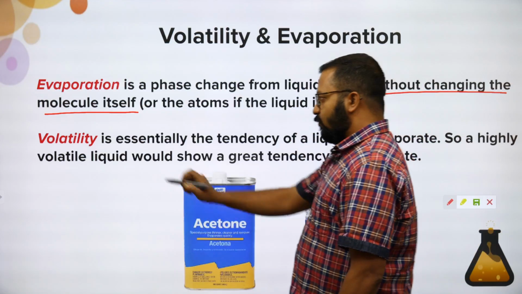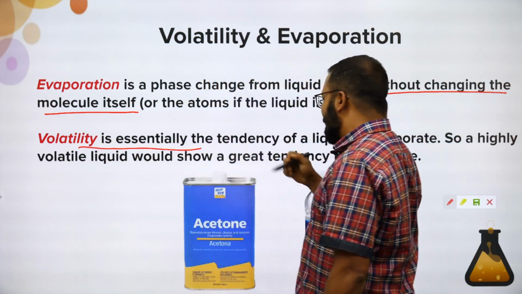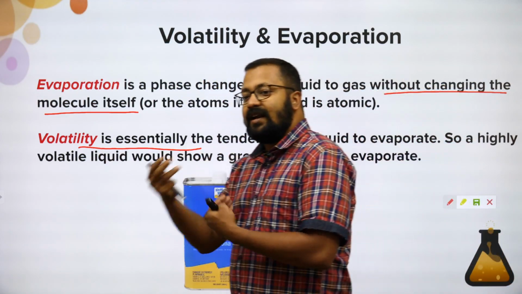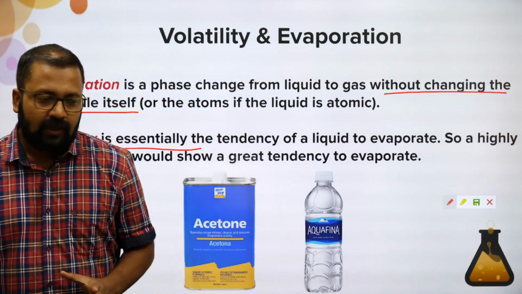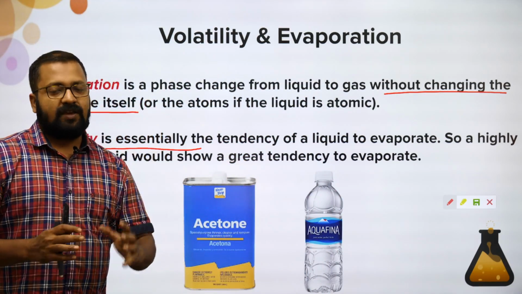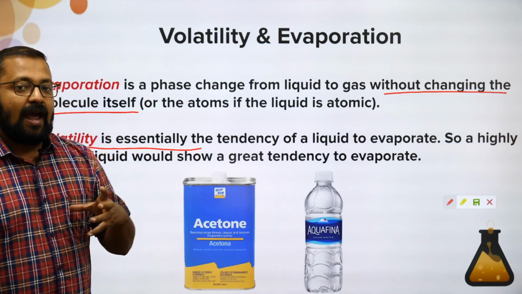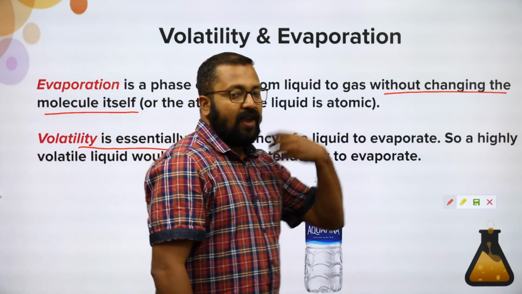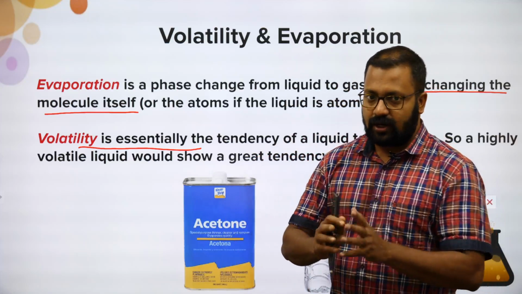What is volatility? Volatility is essentially the tendency of a liquid. It measures the tendency of a liquid to evaporate. Okay, evaporation एक process है, वो सारे liquids में होगा, लेकिन volatility उस liquid के vapor में convert होने की tendency को measure करता है.